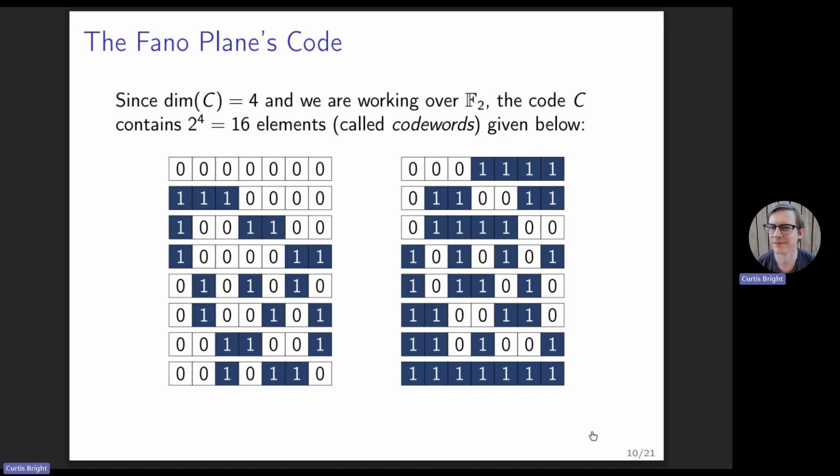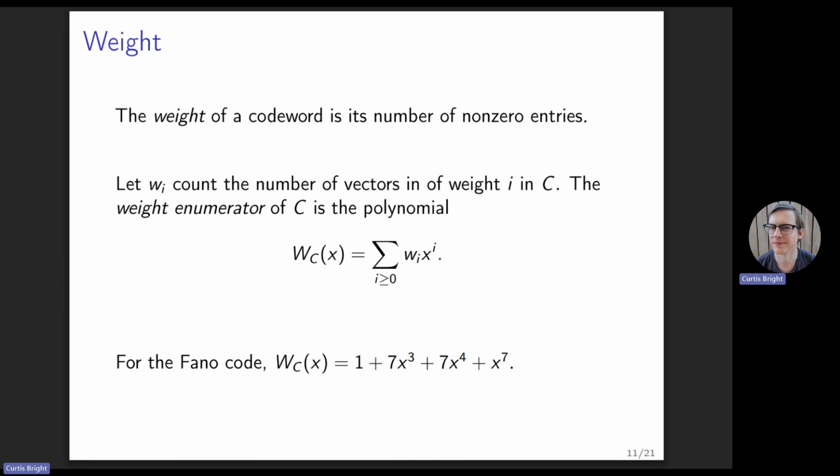And so what we're going to do now is we're going to count these vectors very carefully. We're going to count them by what's called the weight, which is just the number of ones in every vector, right? So what we have is a weight 0 vector. Then we have weight 3 vectors. In fact, we have 7 weight 3 vectors on the left. And then we have 7 weight 4 vectors on the right, and then 1 vector of weight 7. So this is called the weight distribution, right?